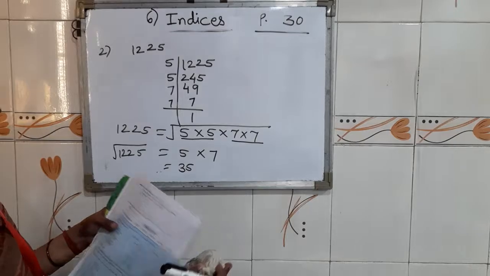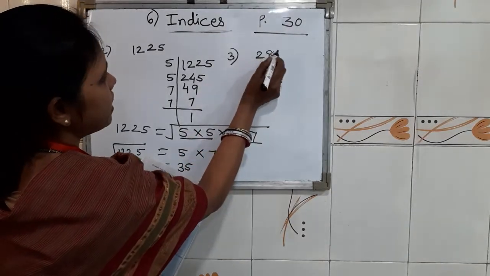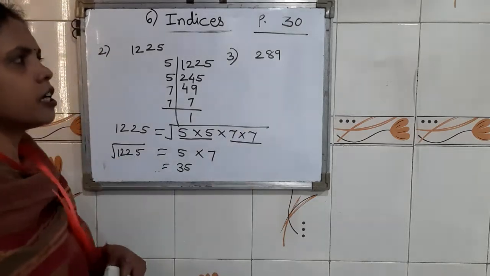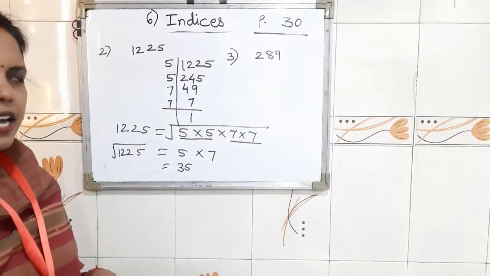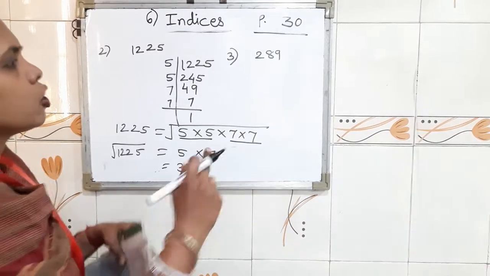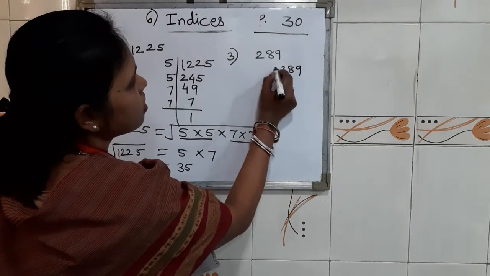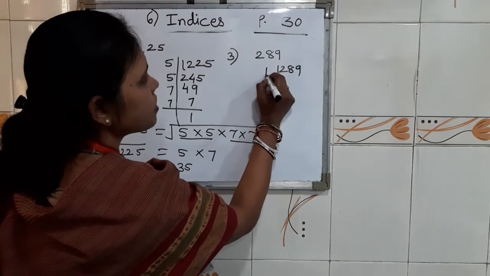Now question number third. Third one, 289. So children, here if you recall the number and its square, then you will see that 289 is the square of 17.